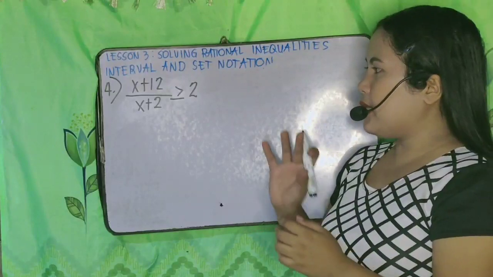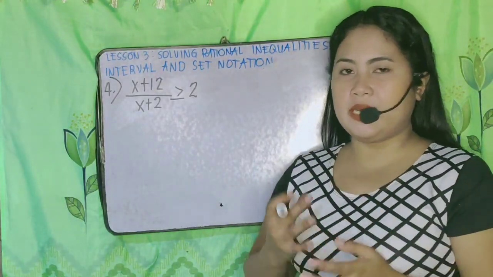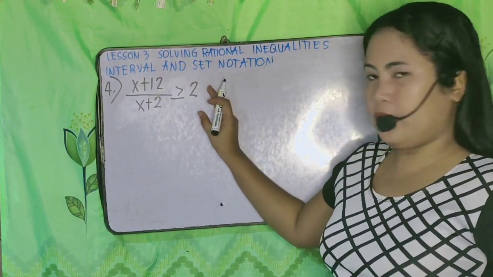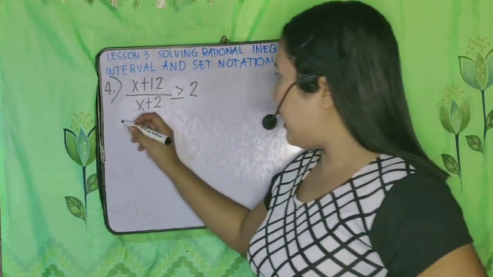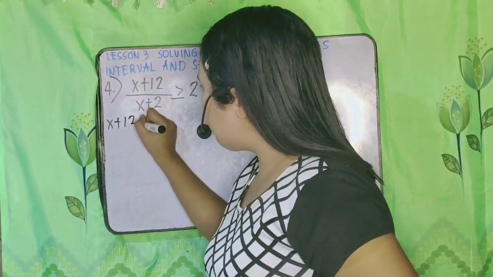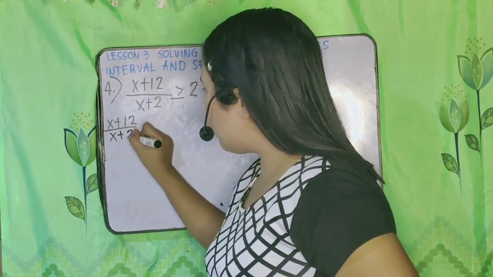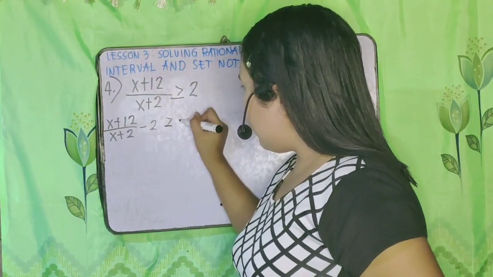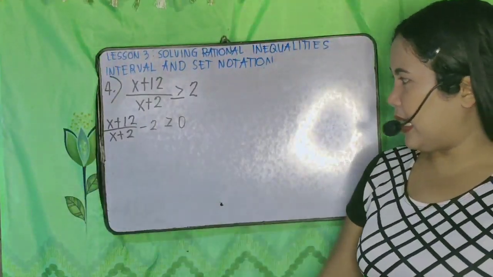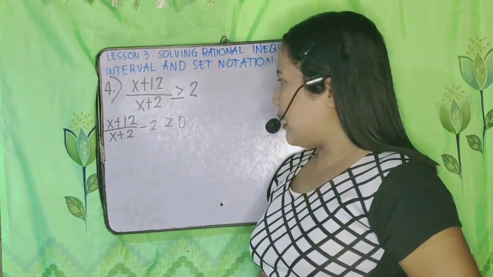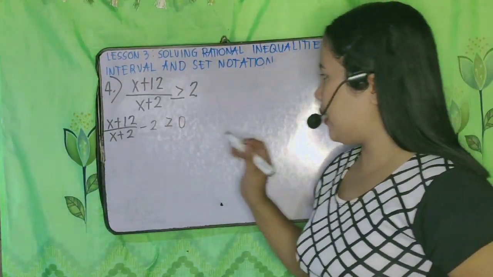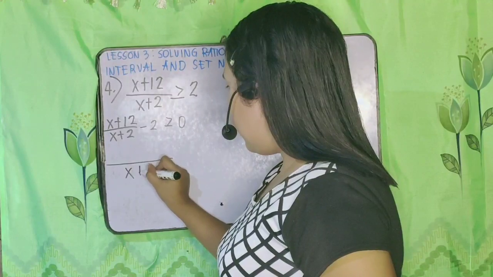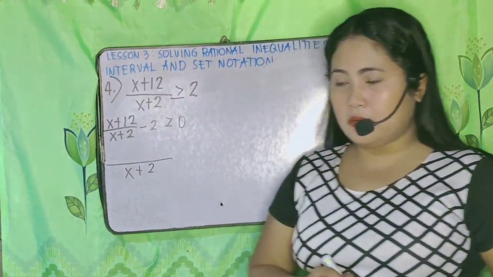Yung first step po natin, ganun pa rin, gagamitin pa rin natin yung following step. Since meron po dito na 2, i-transpose lang natin siya sa kabila. So, x plus 12 over x plus 2, positive 2 magiging negative 2, greater than or equal to 0 na po kasi nag-transpose na tayo. Sunod po, kukunin na natin is yung LCD kasi mag-iba yung denominator niya. LCD natin ay magiging x plus 2.